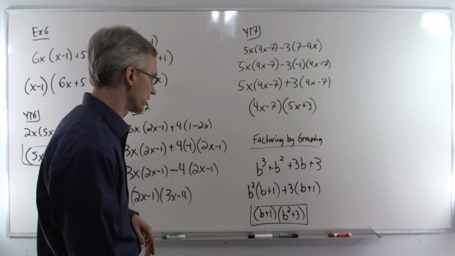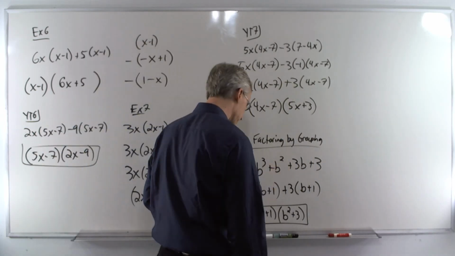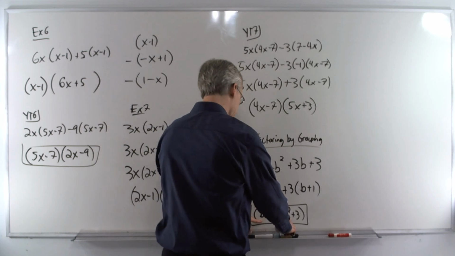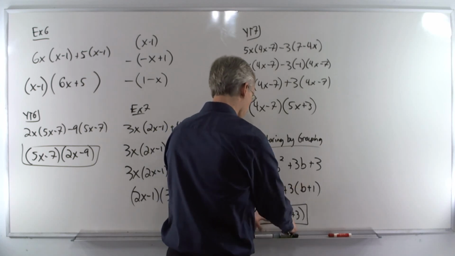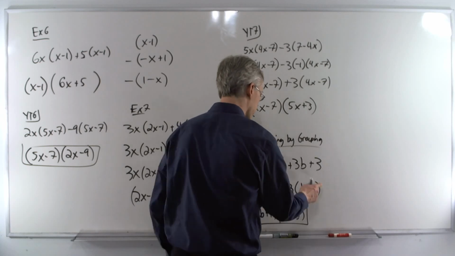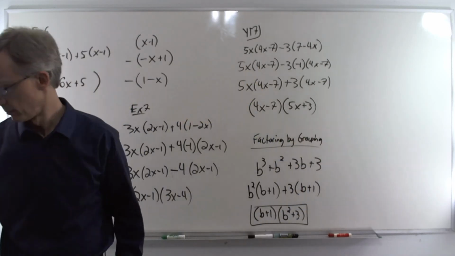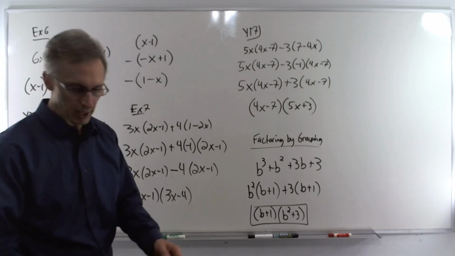All right, now we should check to make sure we get back to where we started. So let's FOIL. b times b squared is b to the third. b times 3 is 3b. 1 times b squared is b squared, and 1 times 3 is 3. So that checks. Your turn, number 8.